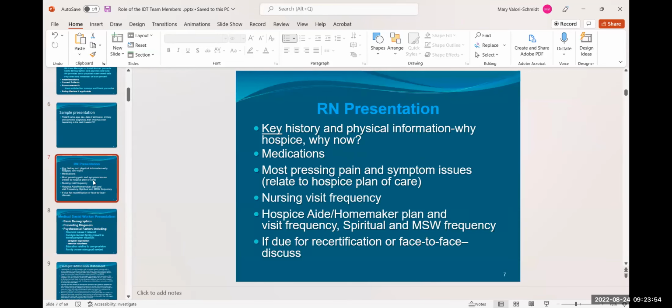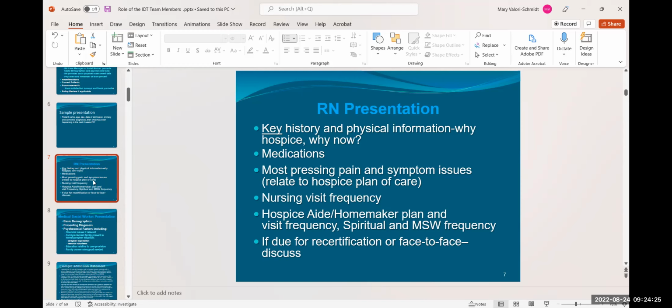So for the RN, what do you need to be talking about? The key history and physical information. In other words, why hospice? Why now? Right? What changed? Medications. I'm finding people are on meds and they're not profiled. Even milk of mag, Miralax, Senna, anything that they're on needs to be profiled, right? What are the biggest issues that this patient is having with regard to symptoms? Is it pain? Is it shortness of breath, right?